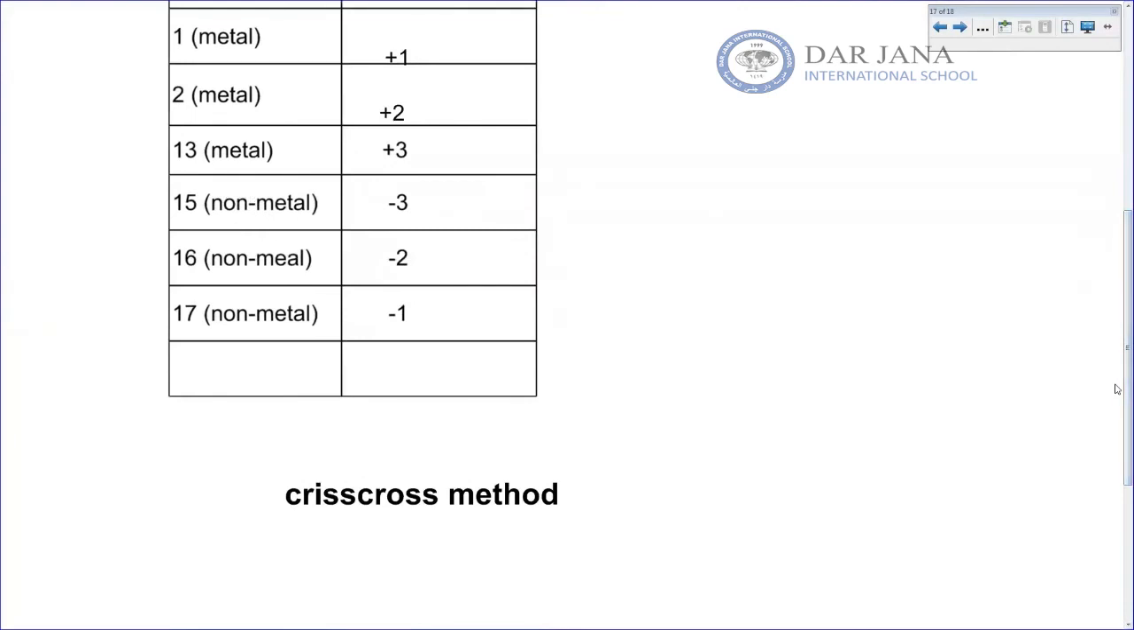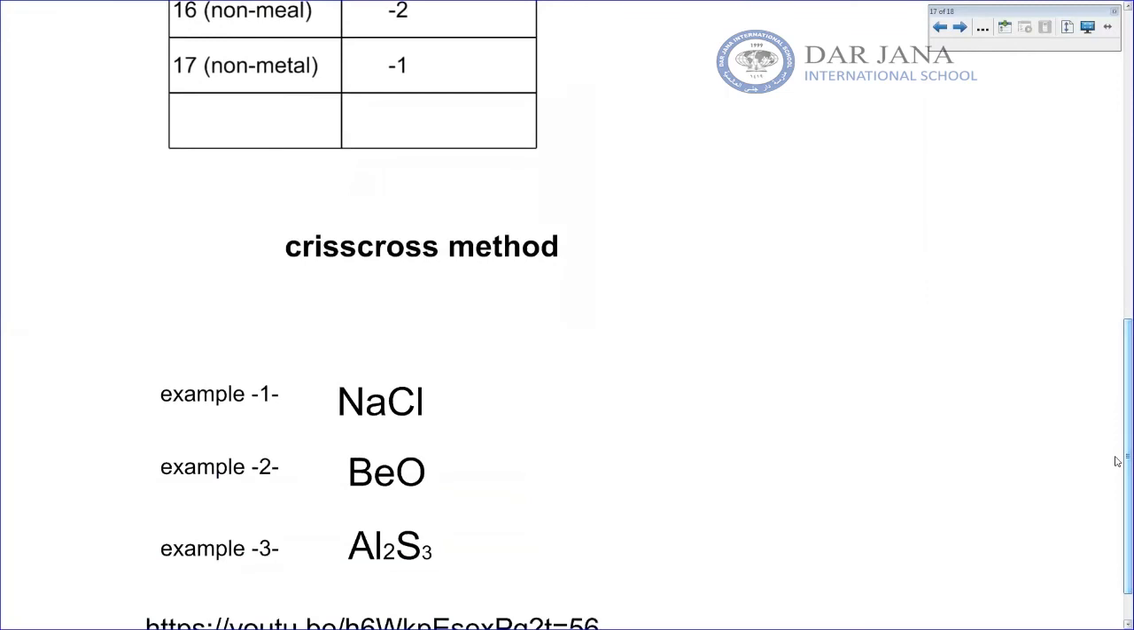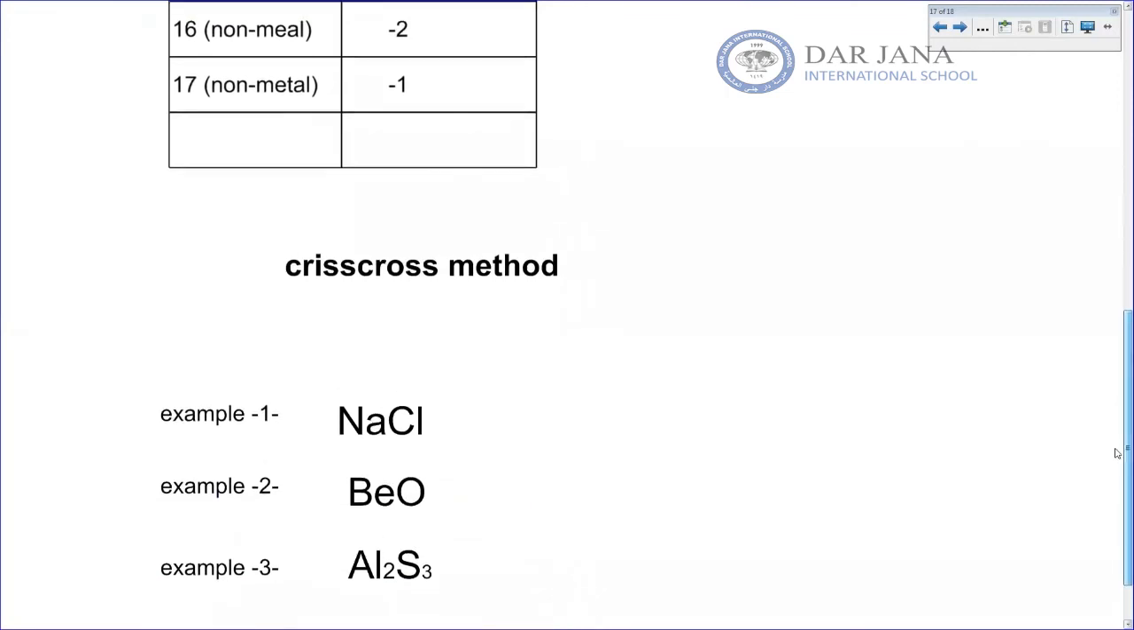So let's keep this in mind, guys. Now, to understand how an ionic bond is formed, we will take 3 examples. Example 1, we have NaCl, example 2, BeO, and example 3, Al2S3. So now, in the coming part, you will see how the ionic bond is formed between these atoms in each example.